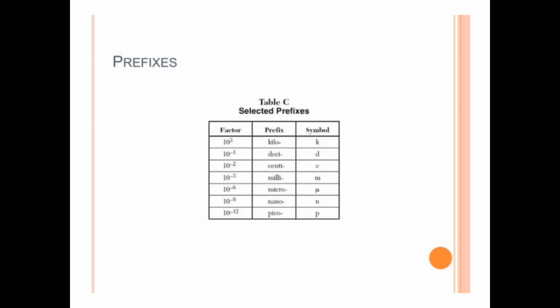Anything 10 raised to power minus 1 is deci. 10 raised to power minus 2 is centi. 10 raised to power minus 3 is milli. 10 raised to power minus 6 is micro. 10 raised to power minus 9 is nano. 10 raised to power minus 12 is pico. We could have more. We have tera, etc. So these are units that you should know. Okay, so let's move on.